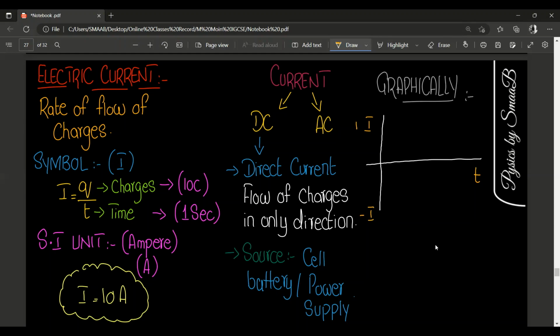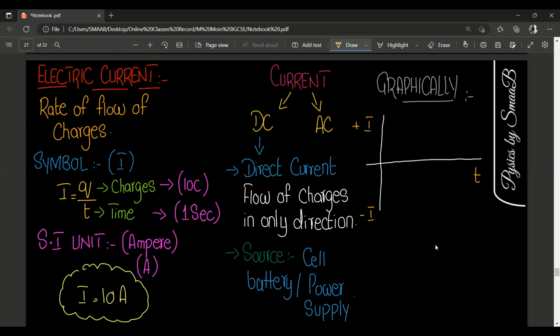It means that the upper side represents the positive and the lower side is the negative. And the significance of the negative sign is that it does not show that current will be in a negative value. Current will not be in negative value. The negative sign basically represents the direction of electric current, right?